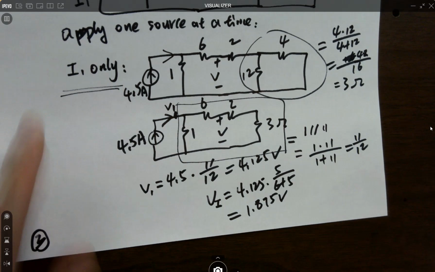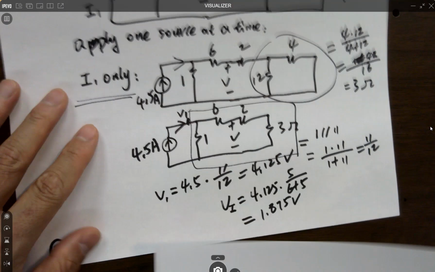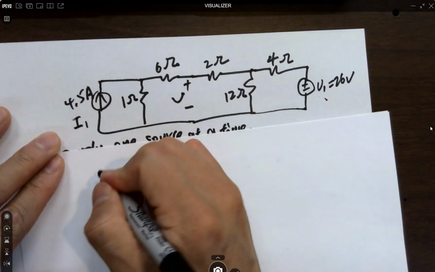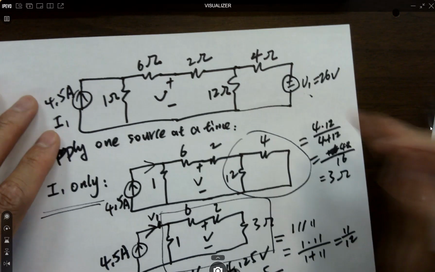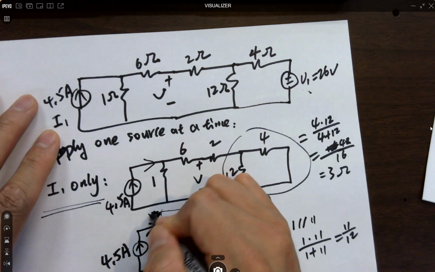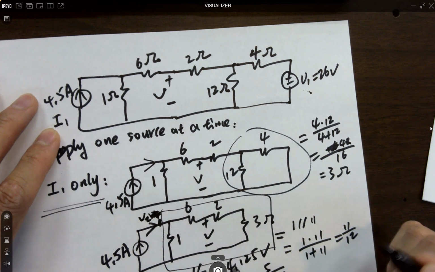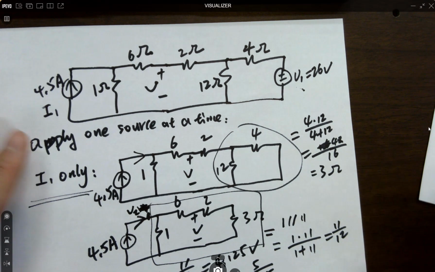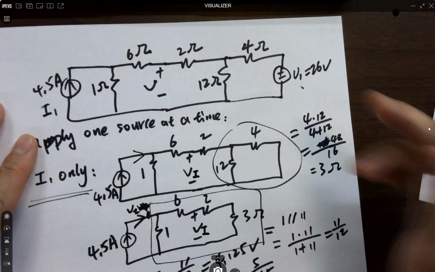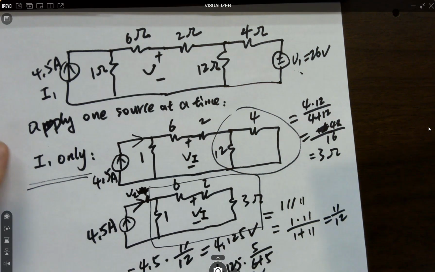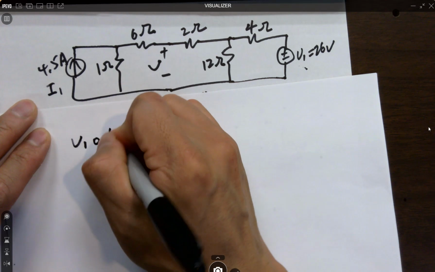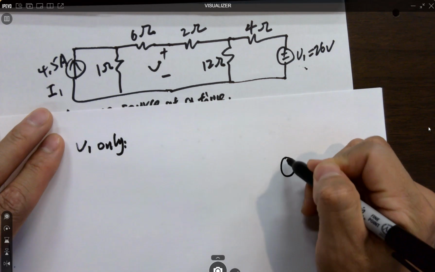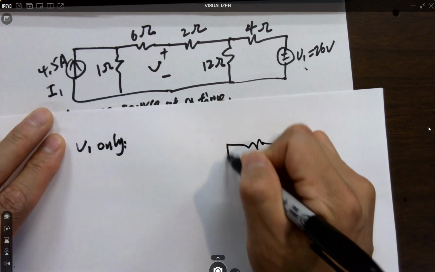Now let's look at the V only version. Here. Oh, did we label multiple V1s as V1? So this is V2. Okay, so V1 only. The current source should be disconnected because we only apply the voltage source in the circuit.